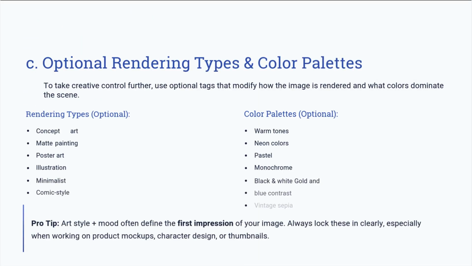Alright, now let's kick it up a notch. If you really want to fine-tune how your image turns out, you can use some optional tags. These control how the image is rendered, and which colors dominate the vibe. First up, rendering types. These help define the artistic feel, like the final format or finish. You can go for concept art, rough, sketchy, great for brainstorming ideas. Matte painting, super detailed and cinematic, perfect for backgrounds.